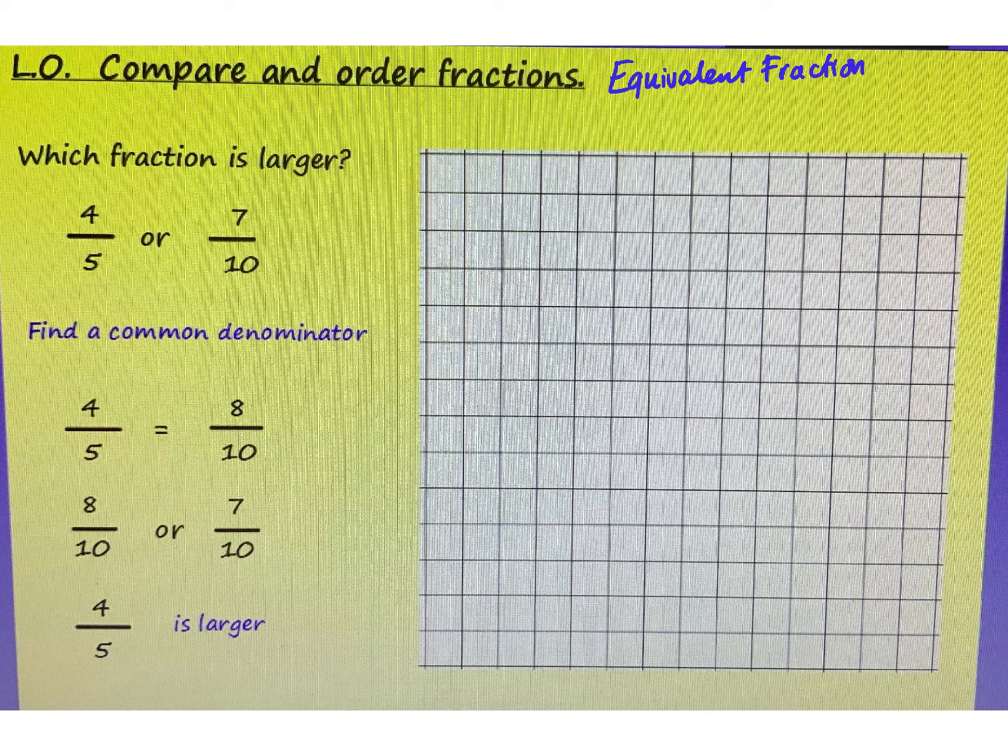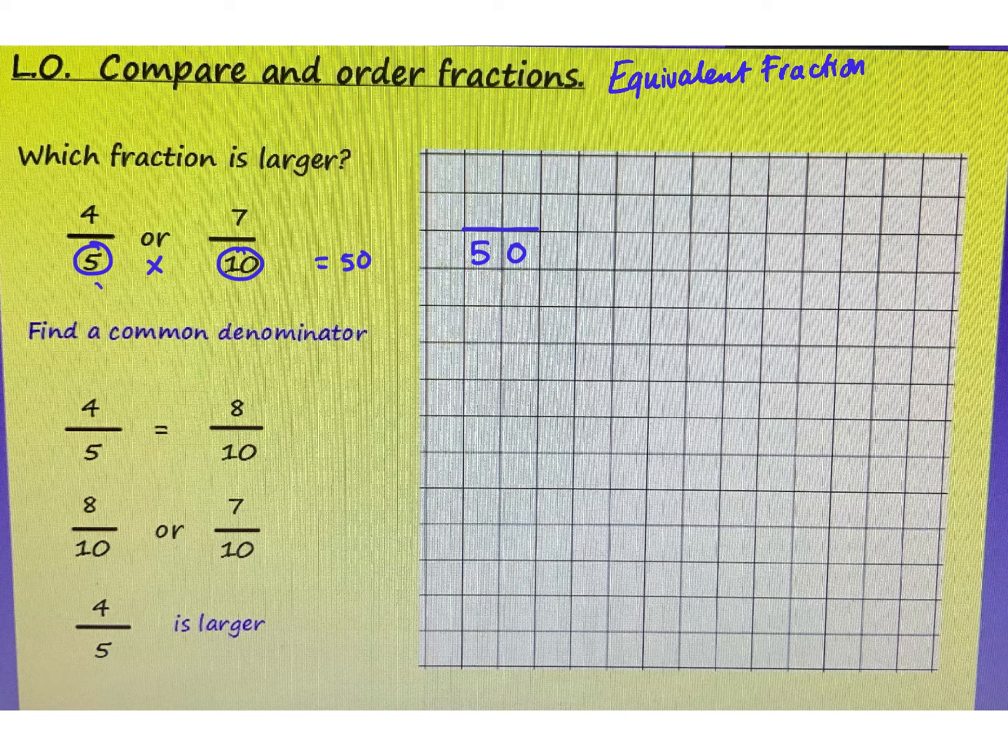Which fraction is larger, 4/5 or 7/10? Now, we've got fifths and we've got tenths, and they look completely different. So we need to find a common denominator to make them look the same. So one way of finding a common denominator is multiplying them. So we could find a common denominator as 50. So we can make both these out of 50.